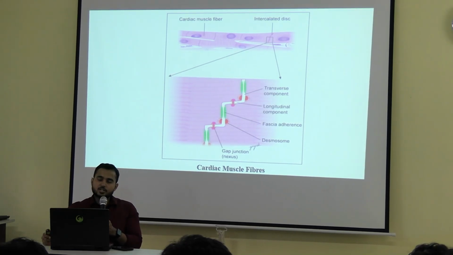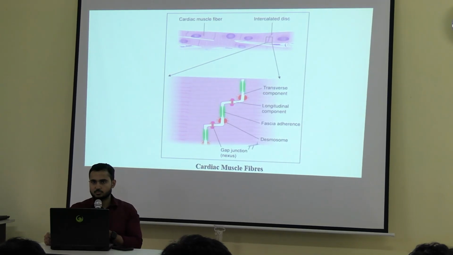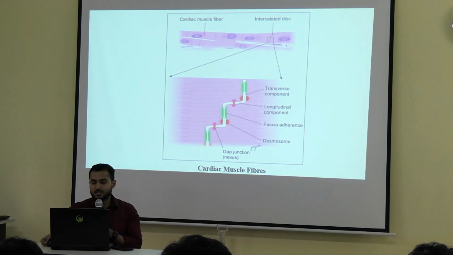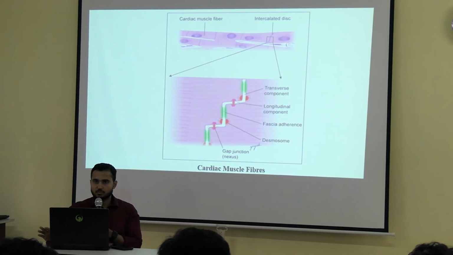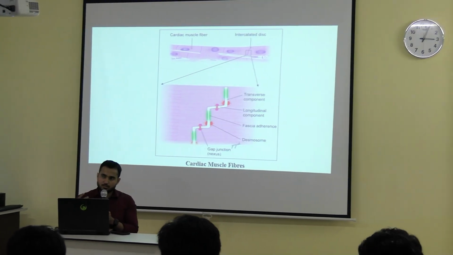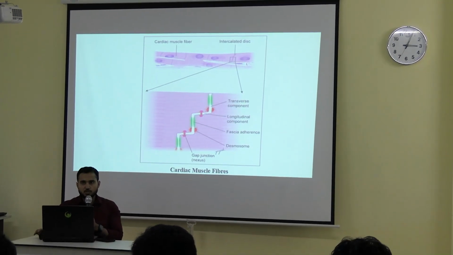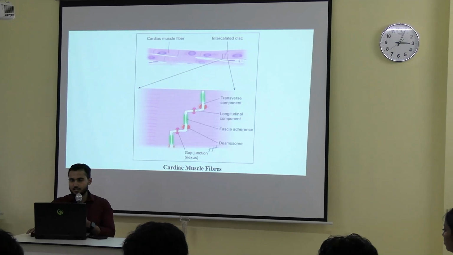Now, so what is the function of the intercalated disc? As I mentioned, they allow the action potential to spread between the cardiac cells, permitting the passage of ions between the cells easily, so that one stimulus is required for all the cells present over there to get contracted. That is the main function of the intercalated disc.